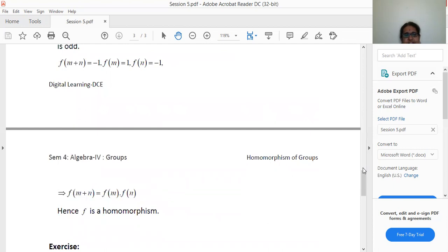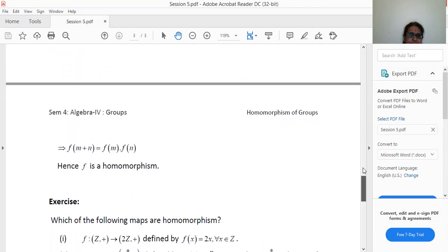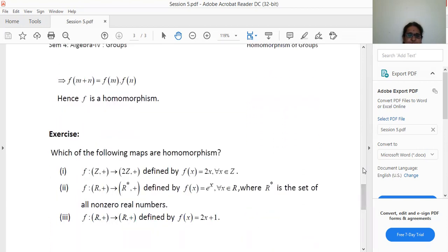So, in all the three cases, we have shown f is a homomorphism. Hence, for the given mapping with the given domain and codomain, f is a homomorphism. So in all these examples, we have used the definition of homomorphism. Now we shall take up some exercise problems and check whether they are homomorphism or not.